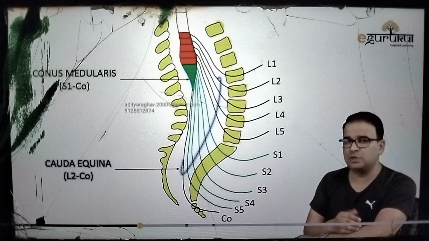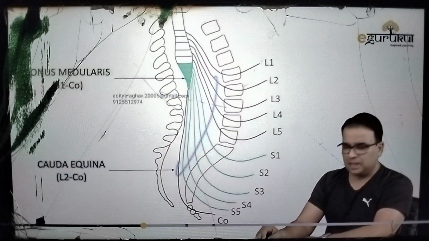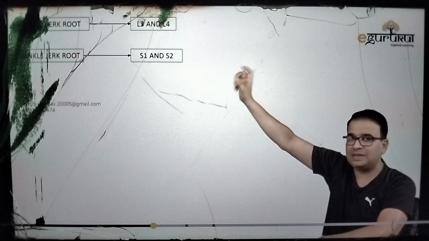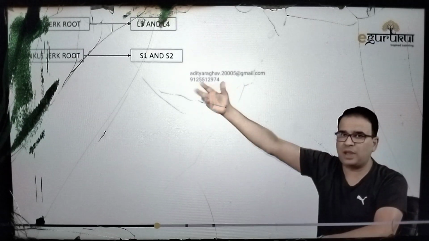But before switching to the syndromes, we first want to understand certain basics so that we can apply them to both syndromes and see how they will be seen differently. The first thing we should know is about the ankle jerk and the knee jerk, the deep tendon reflexes. The knee jerk root value is L3 and L4, and the ankle jerk root value is S1 and S2. Why is it important to know these two root values? Because which reflex is going to be affected in conus medullaris syndrome and cauda equina syndrome can be understood just by looking at the root value only.